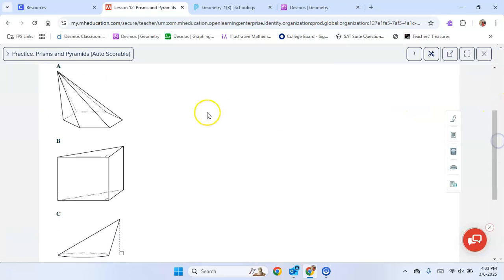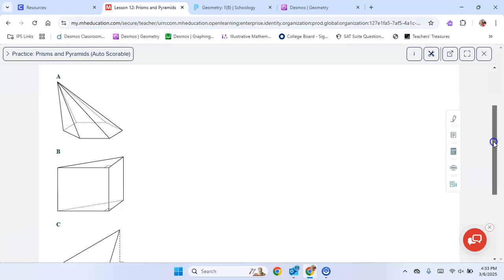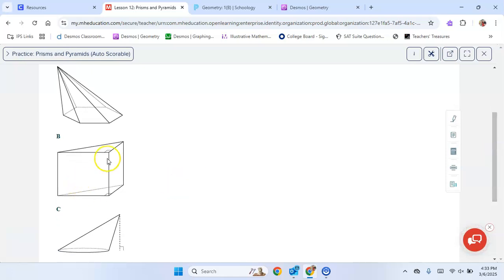Alright, this one is oblique, it's slanted, it is hexagonal, that means it has 6 sides, and it is a pyramid. Oblique, hexagonal, pyramid.